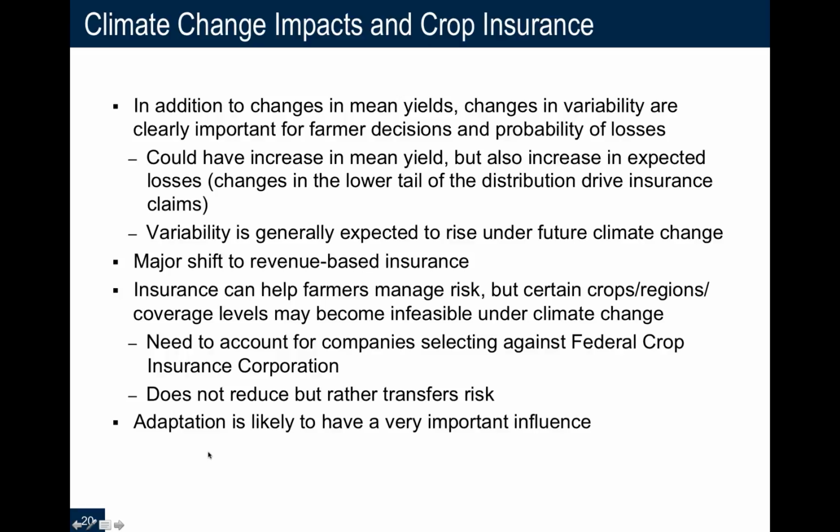Another issue is whether it's feasible for the program to continue covering certain crops, regions, and coverage levels if you have sizable changes in typical climate and variability. It's also important to consider that insurance doesn't necessarily reduce the risk or help farmers to adapt practices, but it transfers risk and helps to mitigate against an individual having a very poor yield, poor crop.